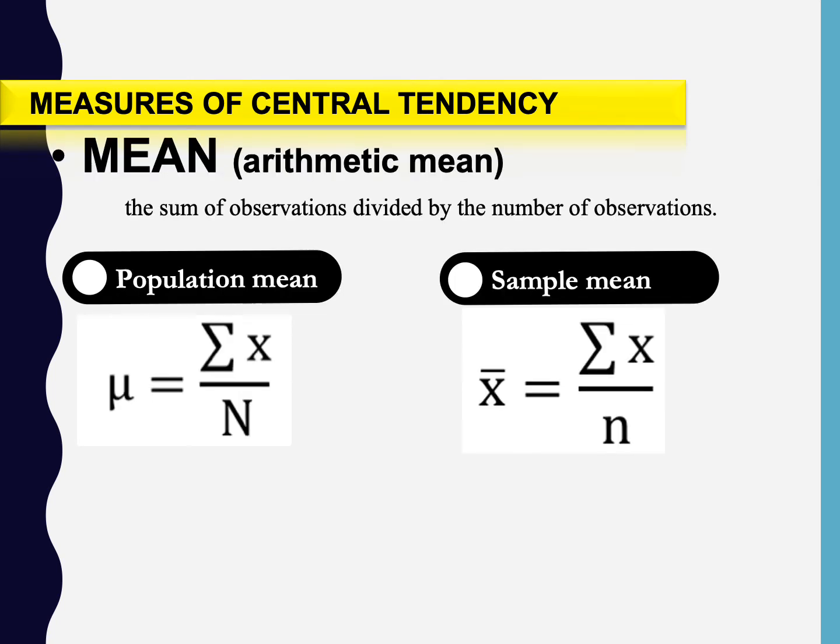Let's start with the mean, or what we also call the arithmetic mean. The arithmetic mean is the sum of observations divided by the number of observations. There are two types of mean: the population mean and the sample mean. In the previous lesson, we already discussed the difference between a population and a sample. Take note that for a population mean, the symbol that we are going to use is mu, whereas for the sample mean, we are using x bar.